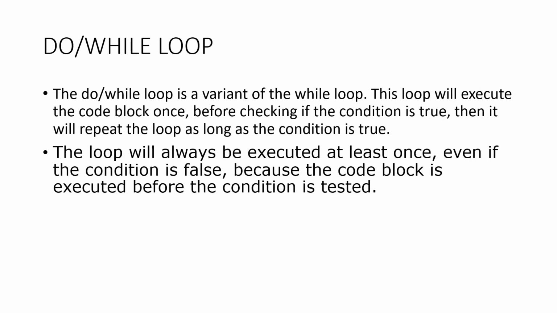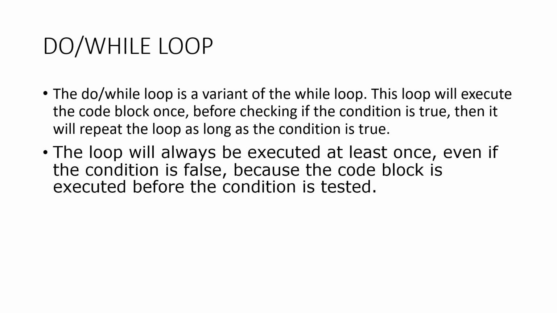Do while loop. So what's the difference between while loop and do while loop? While loop, you may be familiar. The do while loop is a variant of the while loop. This loop will execute the code block at least once before checking whether the condition is true or not. Then it will repeat the loop as long as the condition is true. To summarize, the loop will always be executed at least once. That's the difference between while loop and do while loop.